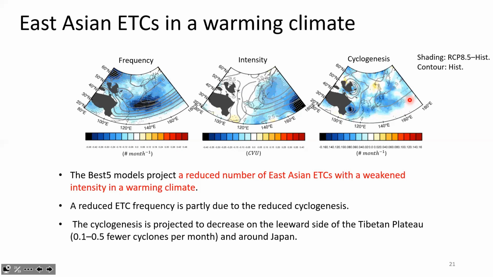This is East Asian cyclones in our warming climate. So the best 5 models project reduction and weakening of East Asian cyclones in our warming climate. Especially, this reduced cyclone frequency is partly contributed by the reduction of cyclogenesis downstream of the Tibetan Plateau. To understand this future change, we investigated the baroclinicity change in a warming climate.